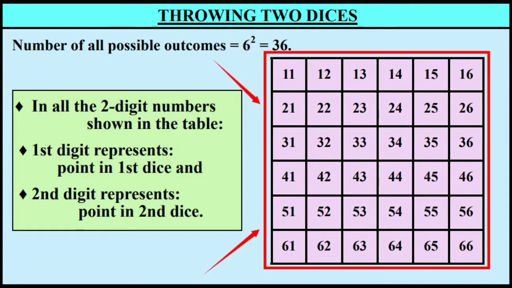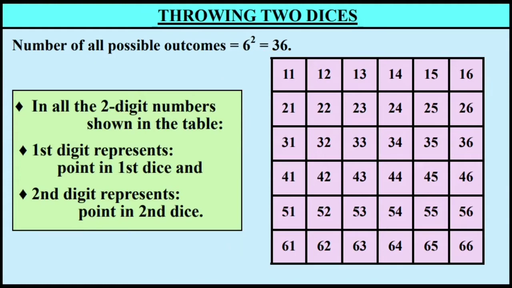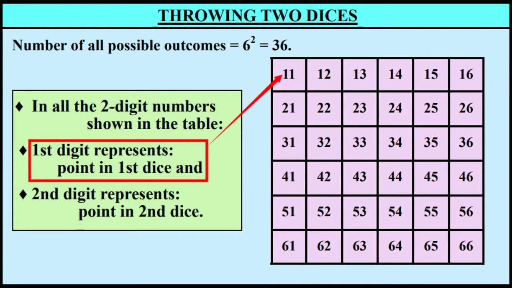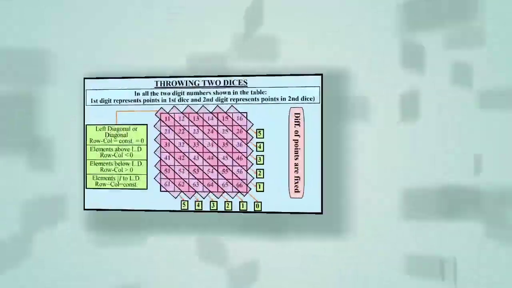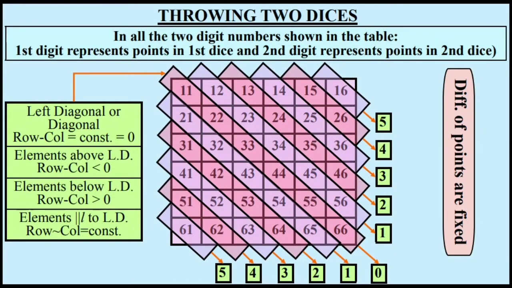All the possible outcomes are shown here systematically using 2-digit numbers in a big square table. In each possible outcome mentioned in the table using a 2-digit number, the first digit represents the outcome of the first dice and the second digit represents the outcome of the second dice. Let's learn some more tips on all possible outcomes in throwing of two dice.